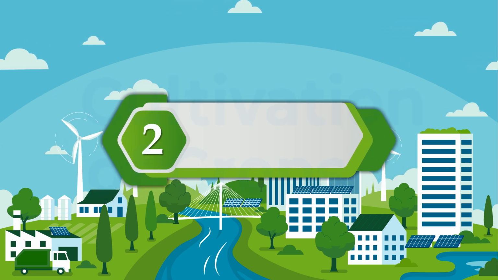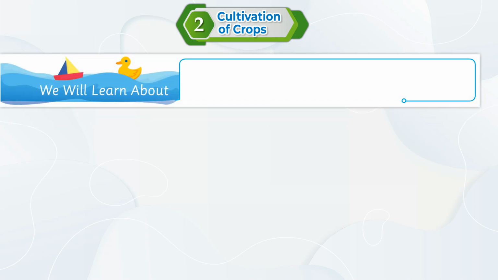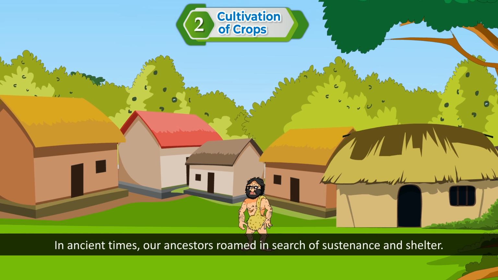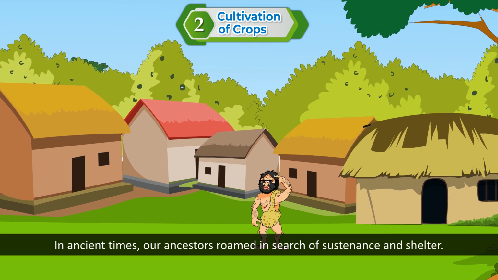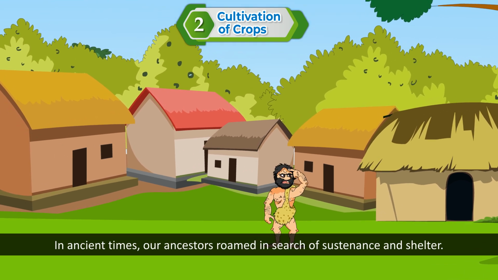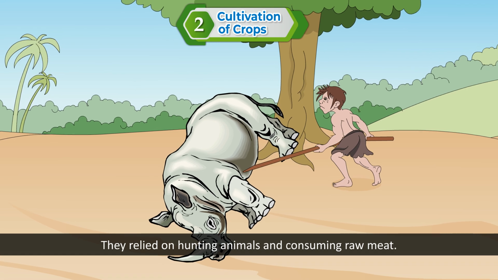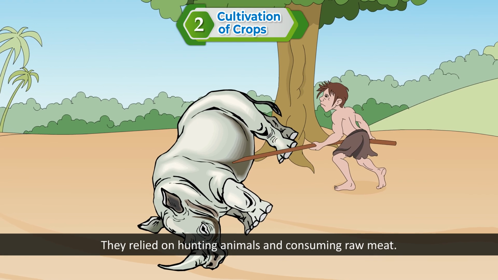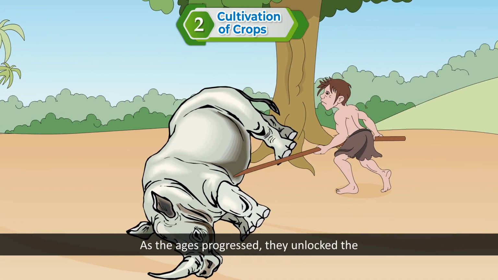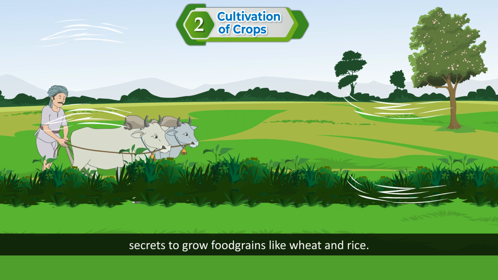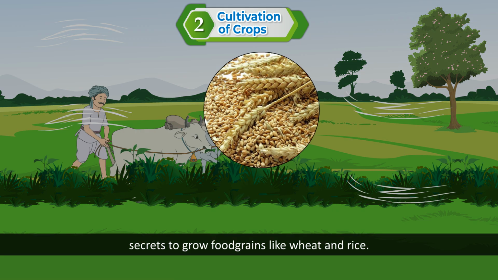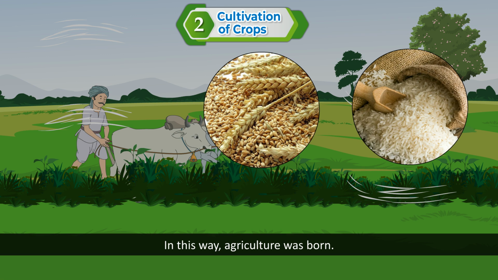Chapter 2. Cultivation of Crops. We will learn about basic practices of crop production. In ancient times, our ancestors roamed in search of sustenance and shelter. They relied on hunting animals and consuming raw meat. As the ages progressed, they unlocked the secrets to grow food grains like wheat and rice. In this way, agriculture was born.